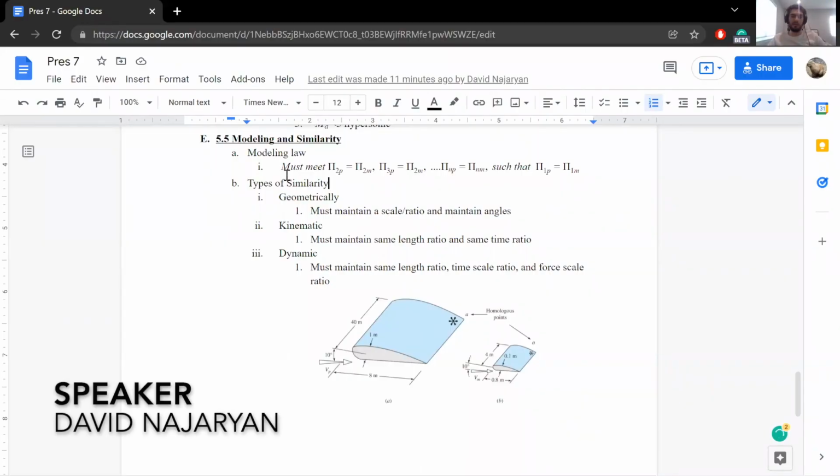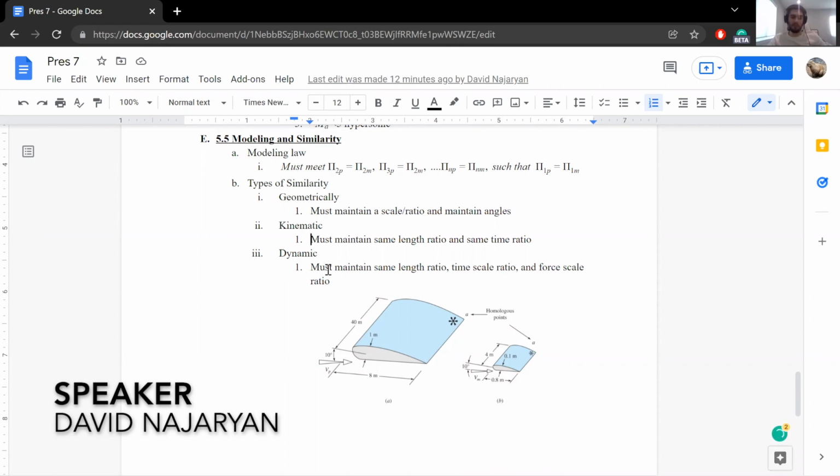Moving on to 5.5, modeling and similarities. Modeling law states that flow conditions are identical if the dimensionless parameters are the same in the prototype and the model. Moving on to types of similarities, there are more, but these are just three basic types. For geometrical, it states that all dimensions are similar and it has a linear scale ratio. For kinematic, it states that motion of particles acts the same in both systems.